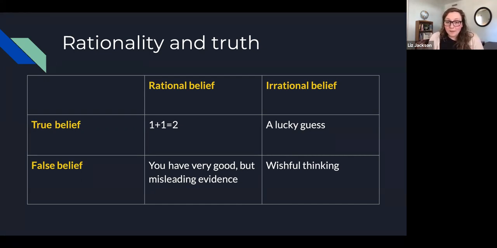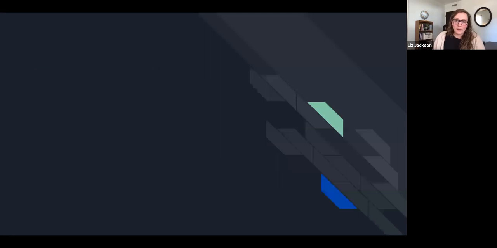And then finally, you can have irrational beliefs that are false. So maybe a case of wishful thinking. You really want your team to win, so you believe they're going to win even though you don't have good evidence for it. And then not too much to anyone's surprise, the team ends up losing. So you can have irrational false beliefs as well.